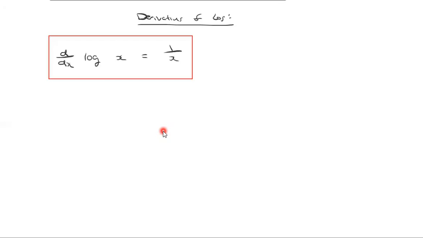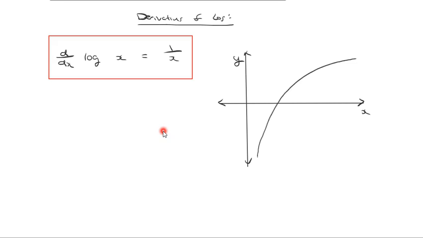Now, you might not know why it's 1 over x specifically, but you can probably agree that it's reasonable, in the sense that it fits the properties. A log graph looks like this, and we understand that the derivative is the rate of change of y as x changes, and therefore it's like the gradient of the tangent.